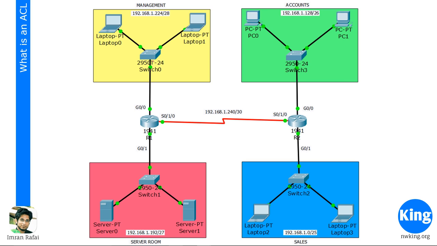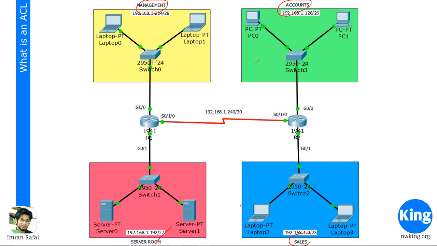So sometimes we don't want the bad guys, you can't really call them bad guys, unauthorized people. For instance, in sales, let's say this is a sales network. In this diagram, this is an example. We have four networks. You have the sales network here, then you have the accounts network at the top. Then you have management, and of course we have the server room.